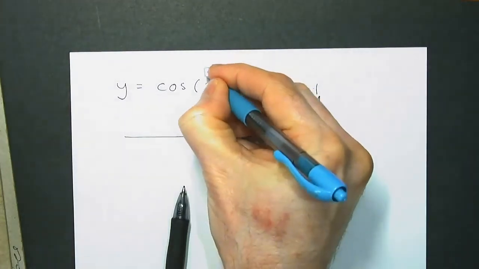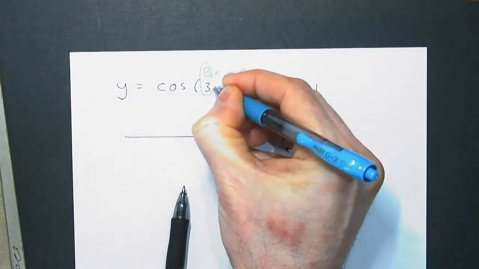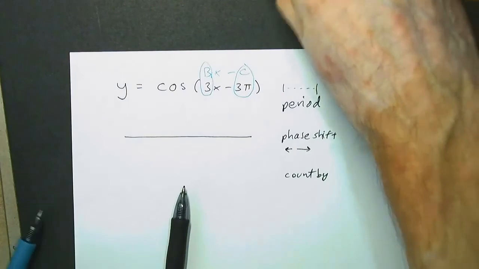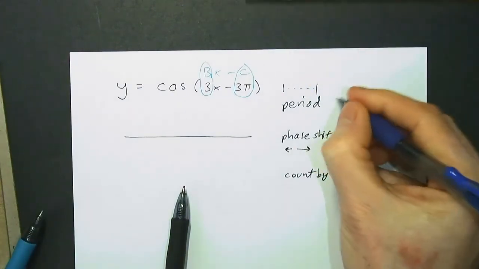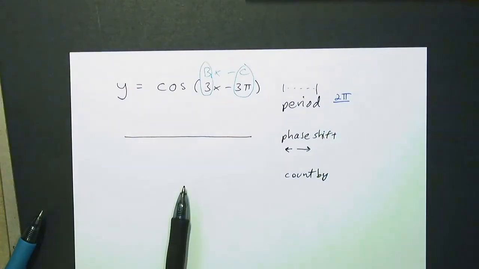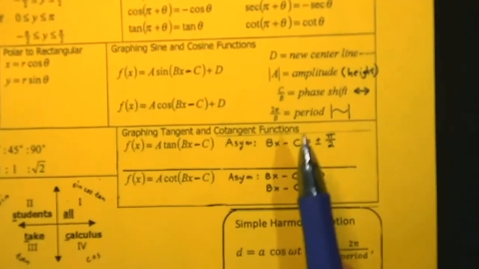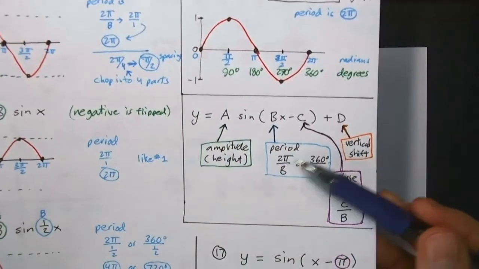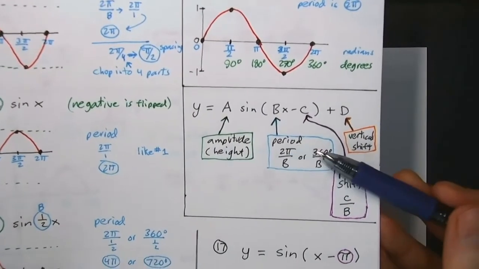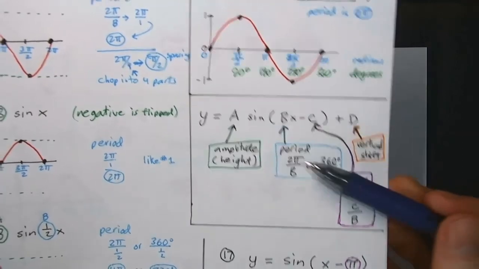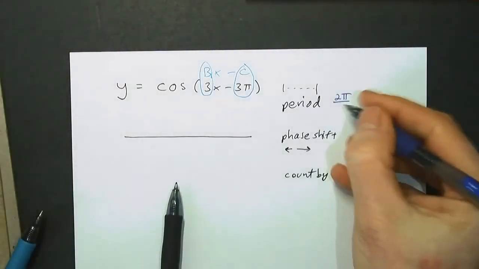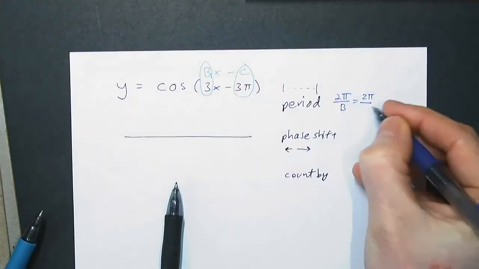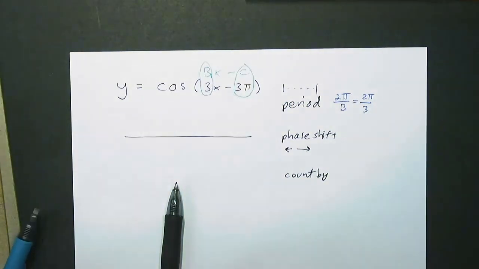So let's see. This is bx minus c. So b is 3, and c is 3 pi. For the period, we always write 2 pi over b. If you want to use 360, you could, and you can do your whole problem in degrees. It's kind of your choice. So remember, always put 2 pi over 3. Ooh, the period is 2/3 pi.